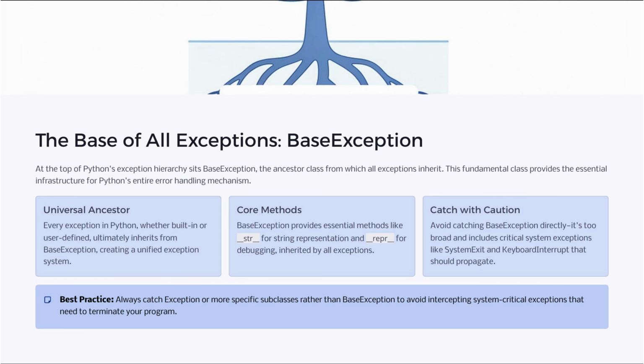Base exception is the root of Python's exception hierarchy, providing the foundation for error handling. All exceptions, built-in or user-defined, inherit from it. It offers methods like __str__ and __repr__ for representation and debugging. Avoid catching base exception directly. Instead, catch exception or specific subclasses to prevent intercepting critical system exceptions.